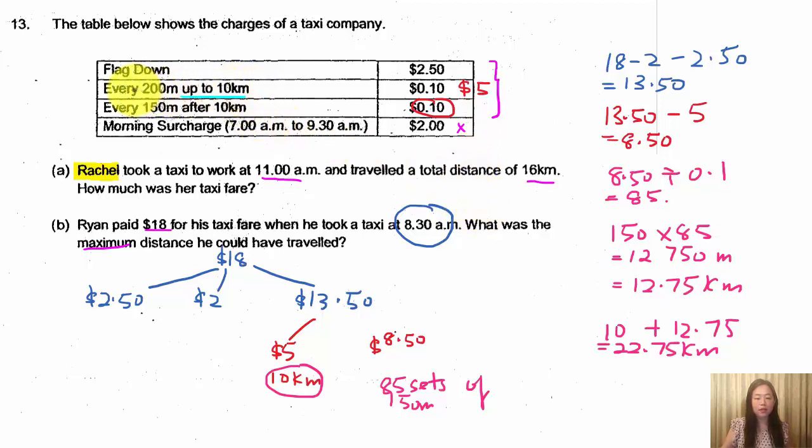So let's recap what is important here. We have to notice that at different distances, they charge a different price, and because of the word every, the likelihood is that we can use the concept of set to solve this question. We also understand that because of the maximum distance, we are using the concept of minimum and maximum so that we can find the longest distance that Ryan can travel.